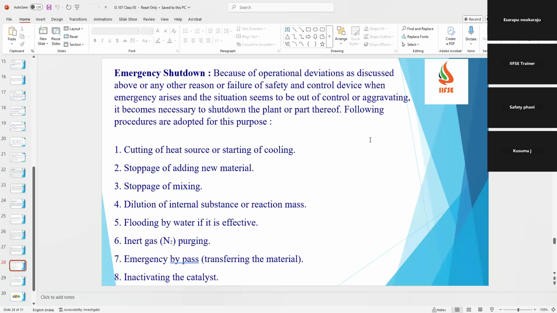Then emergency bypass, transferring the material from the reaction vessel to the dump tank. Then inactivating the catalyst. Okay, these are the methods. One is you have to immediately cut off the heating source and start the cooling system.